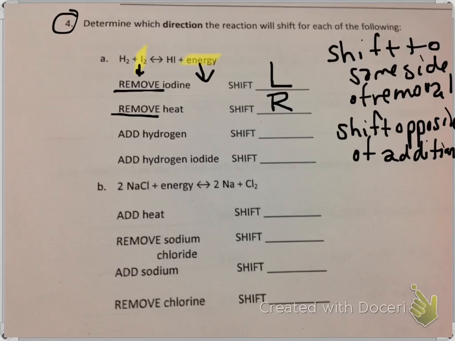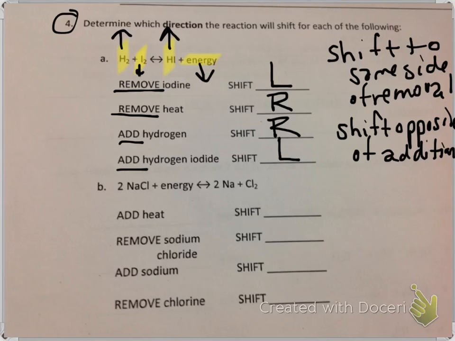Alright, so now let's do some additions. If I add hydrogen, hydrogen is right here, that means I've got more of it on this side, and since it's going to shift to the opposite side of an addition, I'm adding it on the left, so it's going to shift right. With adding hydrogen iodide, hydrogen iodide is right here, and if I'm adding more of that, again, it shifts to the opposite side of an addition, so since I'm adding on the right, it's going to shift left. And this is true of all reactions. It's always either shifting to the same side if you remove and the opposite side if you add.